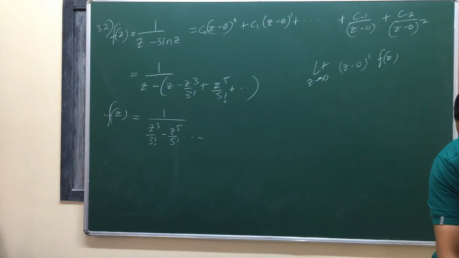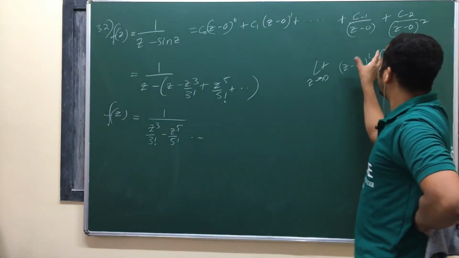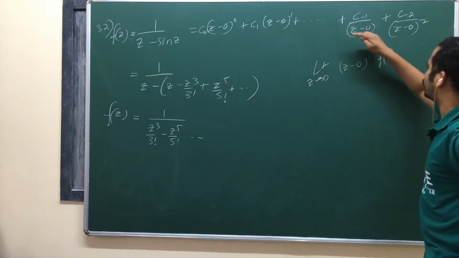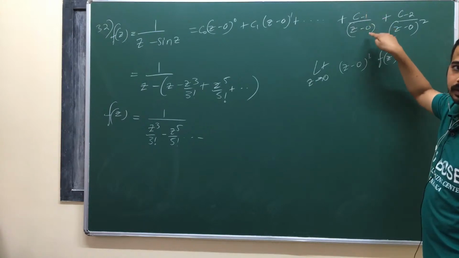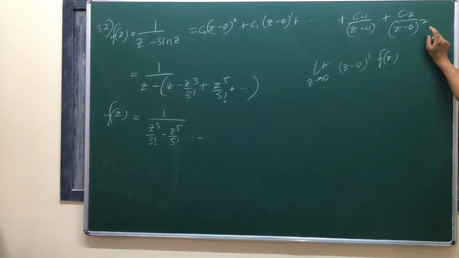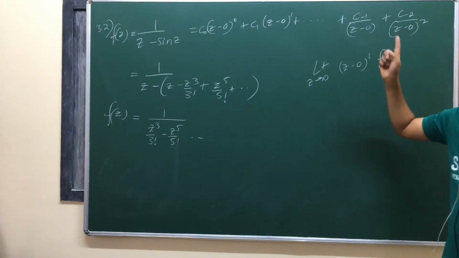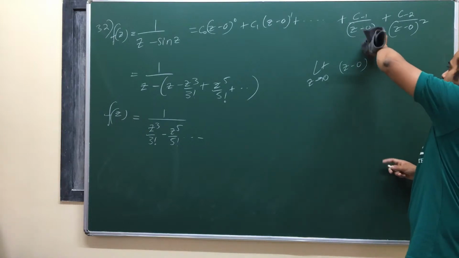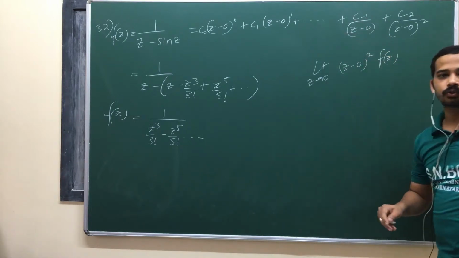Limit z tends to 0. Now what will happen? You multiply by z minus 0 whole power 1. Am I right? These are all positive powers. Here the power got cancelled. Here one negative power remained, isn't it? One denominator term remained. When you put z tends to 0, this will go to infinity. When will this limit be finite? When you multiply with 2.